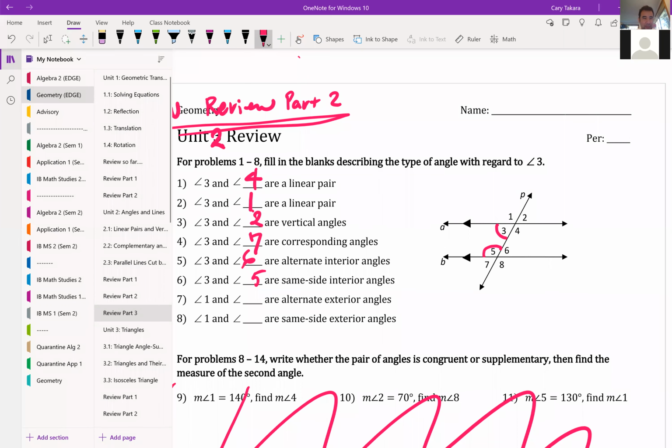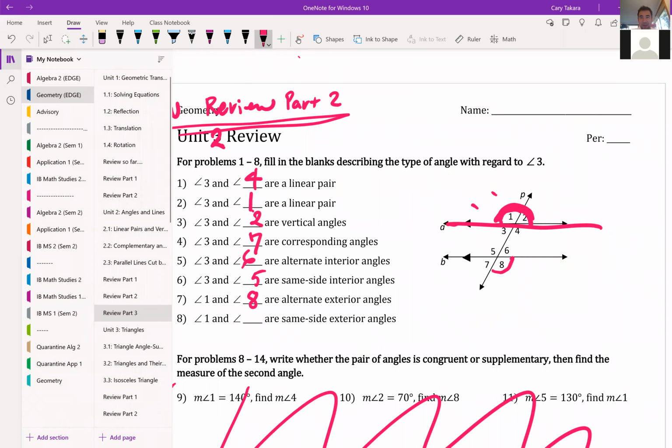Next one, this one is a little different. Angle 1 and which angle is the alternate exterior angle? Alternate exterior. Exterior means it's outside, so it's gotta be 1 and 8. Okay, that will be alternate exterior angle. It cannot be 1 and 2. That will be a linear pair, isn't it?